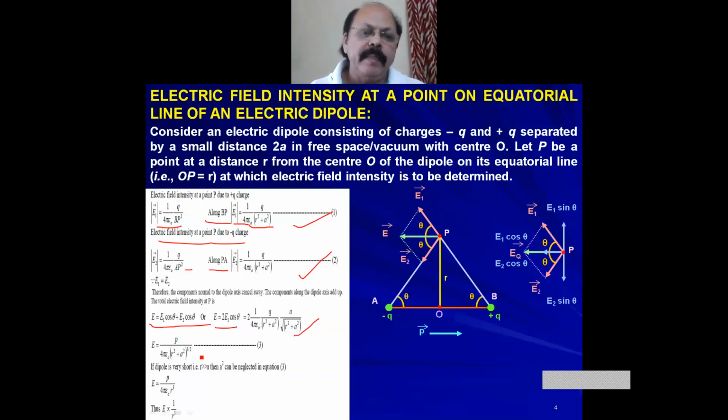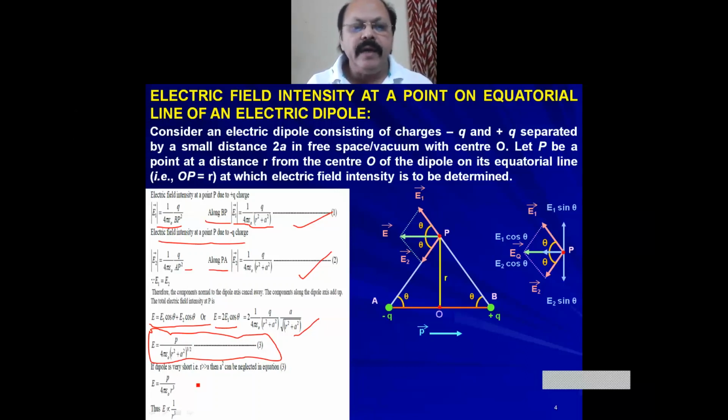What you will get? E equals P upon 4 pi epsilon naught within bracket (R square plus A square) raised to the power 3 by 2. This is the desired result of electric field intensity at a point on equatorial line of an electric dipole.